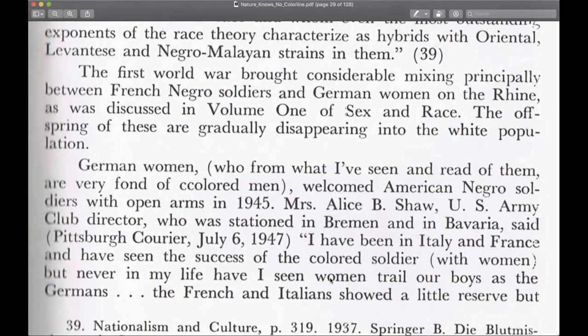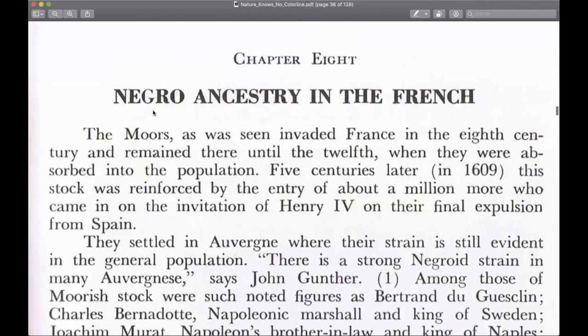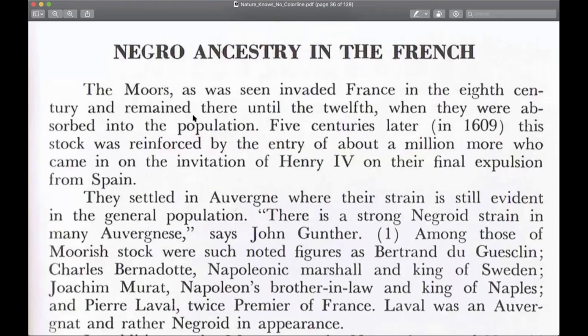Disappearing, really? Says here, Chapter 8, Negro Ancestry in the French. It says the Moors, as was seen, invaded France in the 8th century and remained there until the 12th. All right, so a type of Moor, right? Because originally there were already people of color there. We've read already that they found the bones of these little dark men all over the caves from ancient times. So there were already dark people in these places, but this type of Moors, again, they're telling us, also invaded in the 8th century and remained there until the 12th, all these centuries, when they were absorbed into the population. So what does that mean, absorbed into the population, if the local population there already was dark as well?